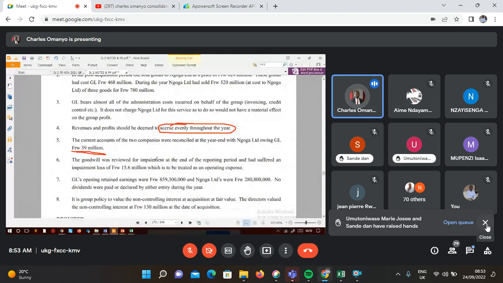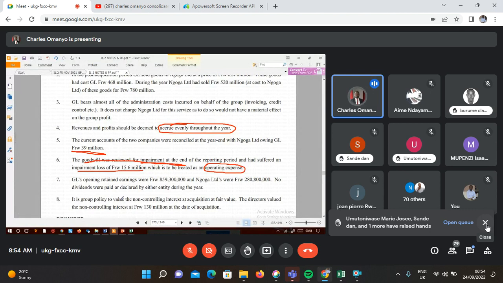The goodwill was reviewed for impairment at the end of the reporting period and has suffered an impairment loss of 15.6 million, which is to be treated as what? Operating expenses. Operating expenses is also part of the income statement. So there is an impairment of goodwill, which should be treated as part of operating expenses.